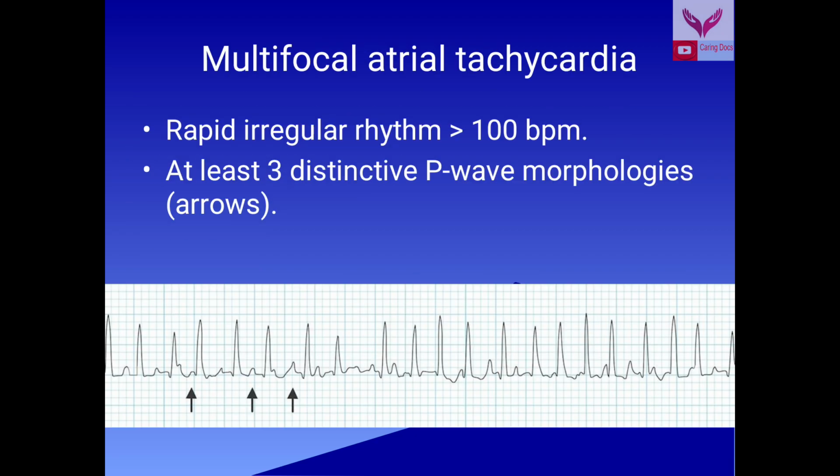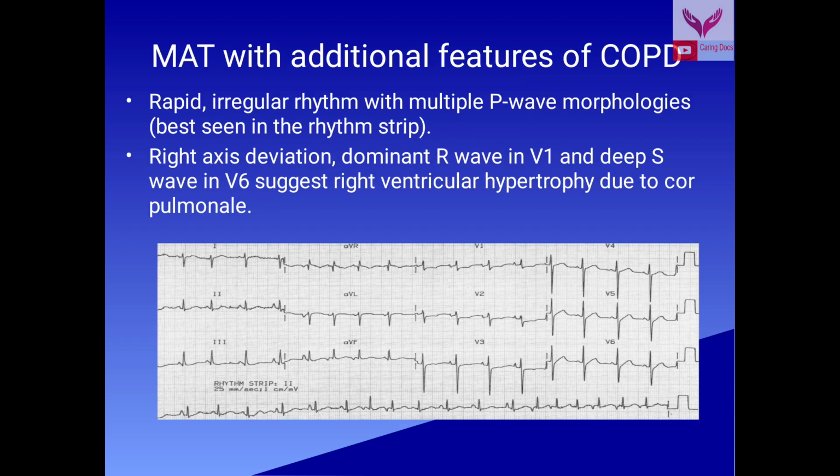This ECG shows multifocal atrial tachycardia in the form of a rapid irregular rhythm of more than 100 beats per minute, and we can see at least three distinct P wave morphologies. The arrows signify the P wave morphologies.